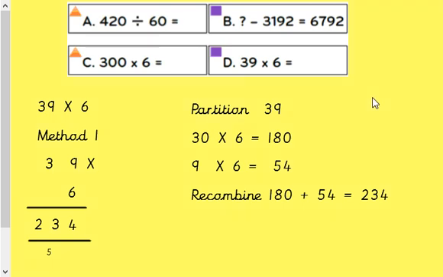Final question, bit simpler. 39 times 6. Method 1, well, we could use short multiplication. So 9 6s are 54, and then 6 3s are 18, and 5 is 23. We could partition if we wanted to. 39 then would become 30 and 9. 30 times 6 would be 180. We could use our known multiplication facts to help us with that, magic zeros. And 9 6s are 54. If we recombine, we'll get 234.